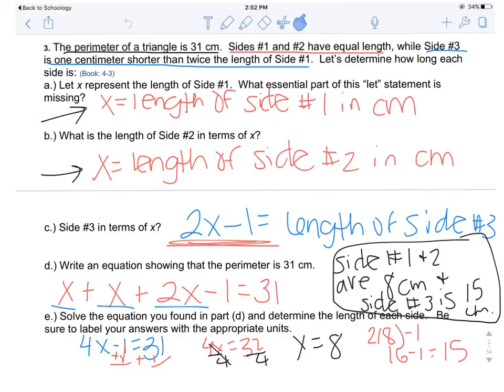And again, the process of doing this problem is to identify what our let statements are. We're defining the variables so that we can go about and solve our problem.